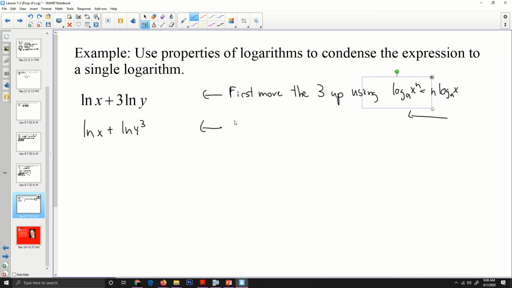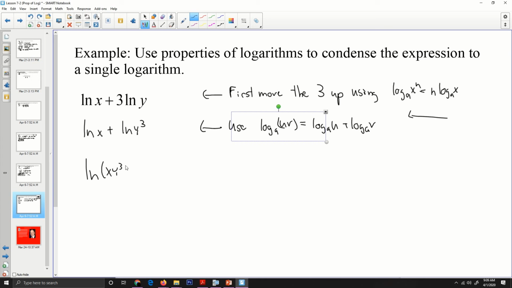and then to finish, I'm going to use, let's use the general form, log base a of uv equals log base a of u plus log base a of v. And again, since it's a property, I can go both ways. I have a sum. I'm going to turn it into a product and write my final answer, the ln of x y to the third. And that is a single logarithm with everything in it. Put a box around that.